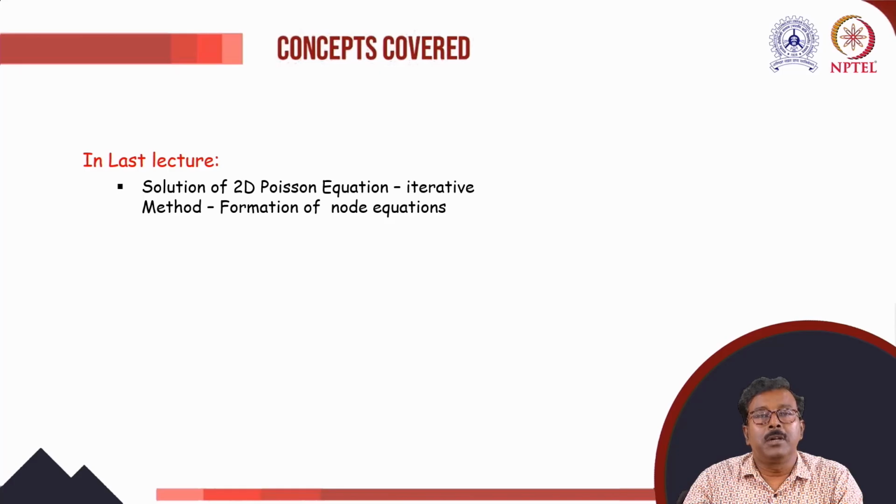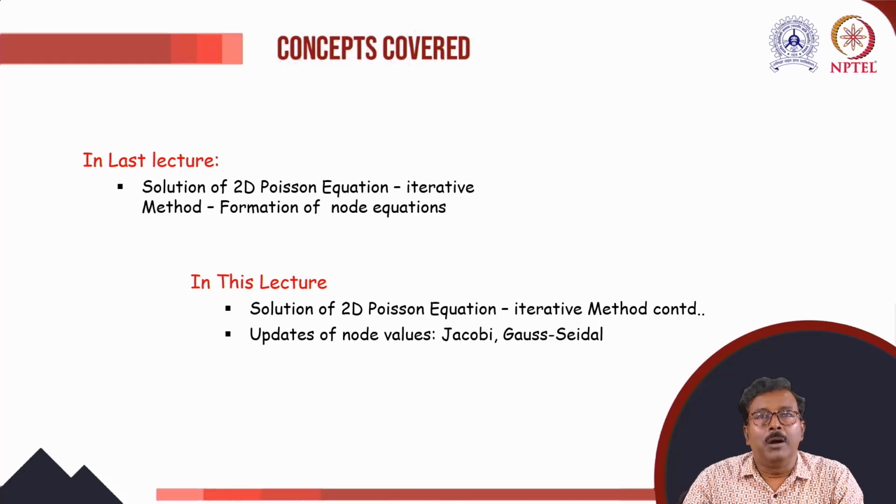after formation of node equations of the semiconductor device portion, that is the depletion layer of a PN junction within the P region. Up to formation of node equations we covered in the last lecture, and in this lecture we will show you how to solve these node equations through an iterative method. We will cover both methods. First we will discuss the Jacobi method for updating nodes, and then the Gauss-Seidel method.